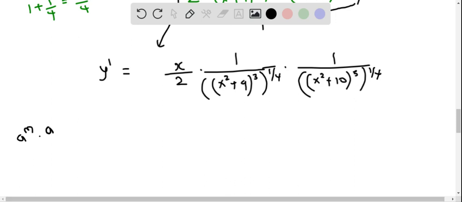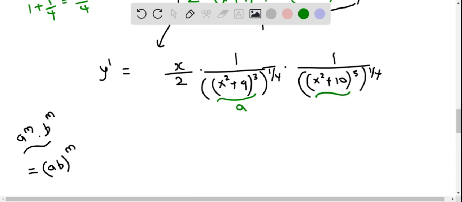Now, I'm going to use this rule, that is, if we have a to the power m times b to the power m, this is one of the exponent laws, and it could be written in simplified form as ab raised to the power of m. So likewise, we can consider this expression, (x squared plus 9) raised to the power of 3, as a, and this one, (x squared plus 10) raised to the power of 5, as b. So here we have a raised to the power of 1/4, and here also we have b raised to the power of 1/4. And this means we can combine these two and put it under the power of 1/4.